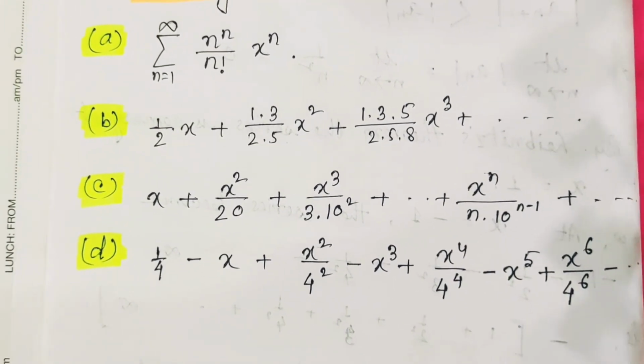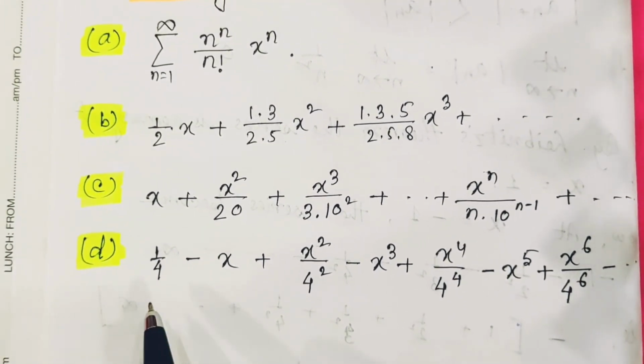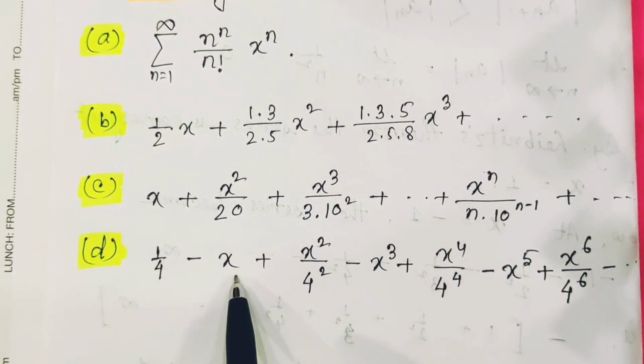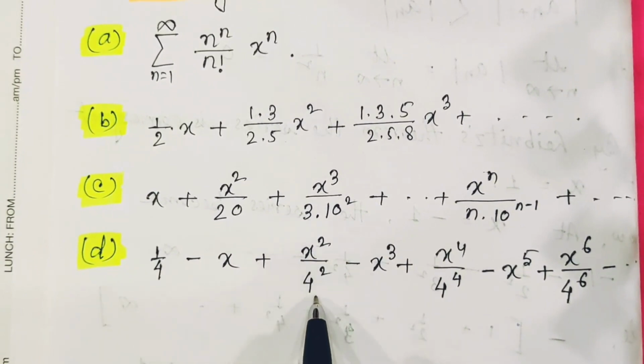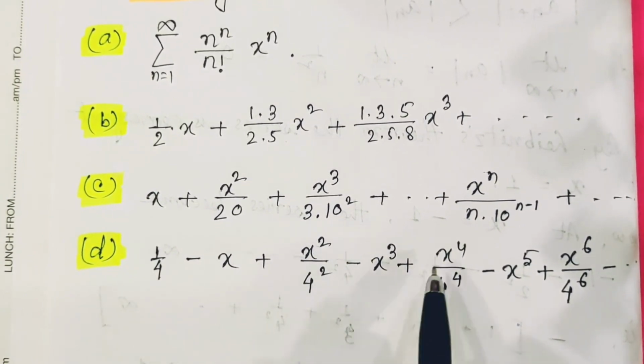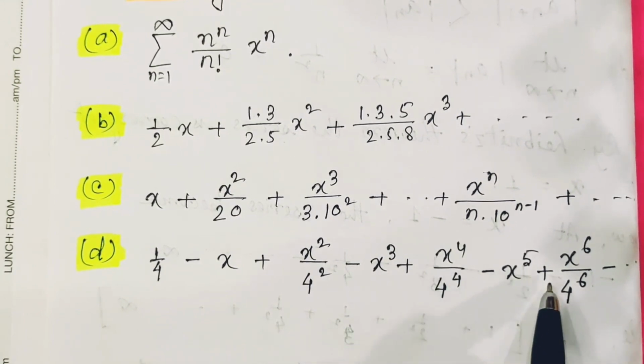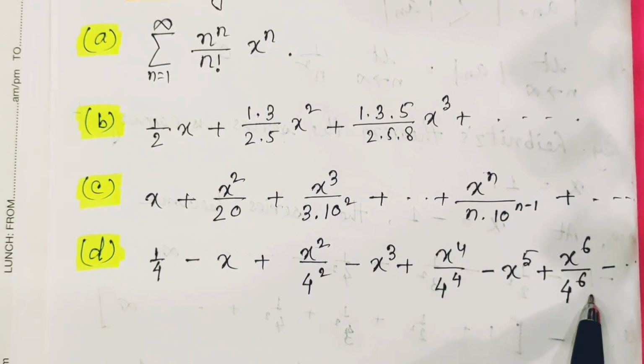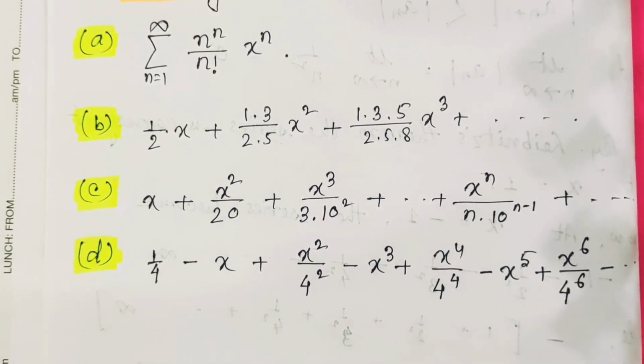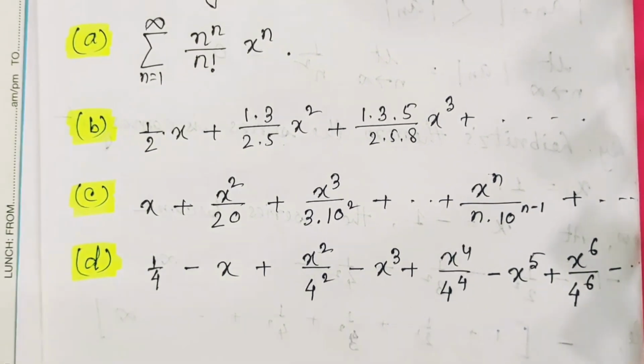And finally one more series, which is 1 by 4 minus x plus x square by 4 square minus x cube plus x to the power 4 by 4 to the power 4 minus x to the power 5 plus x to the power 6 by 4 to the power 6 minus, in this way the series progresses. So complete the answers for all these 4 questions.